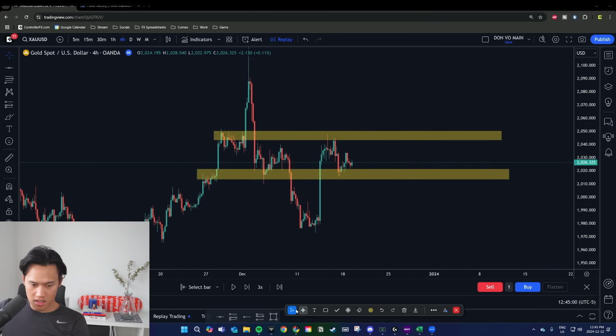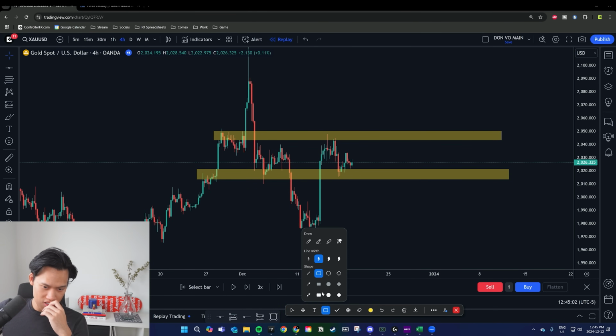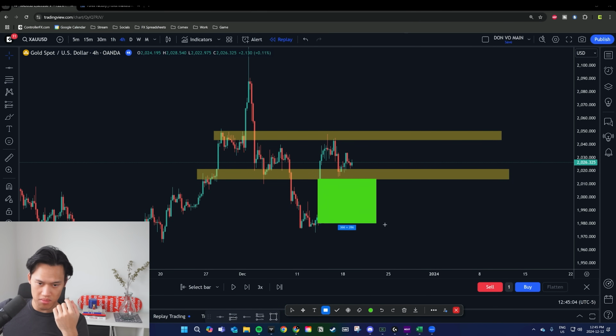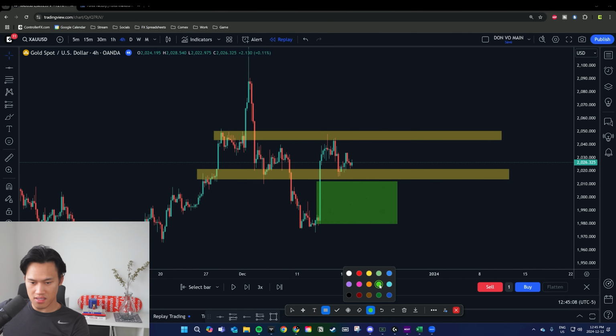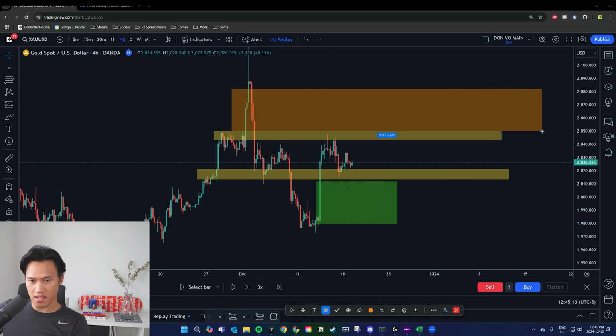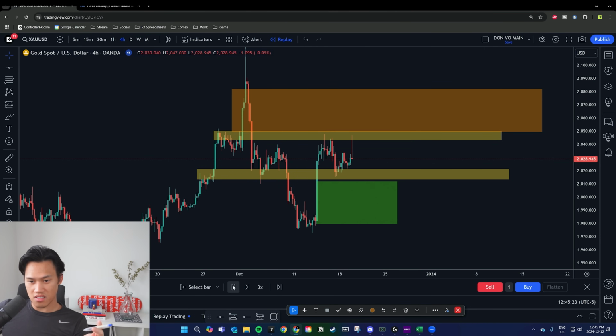So let's put a green box here, and then an orange box here. If you're going to have volume, it'll be in these levels. It won't be in between the yellows. So let's play this and see what happens. I'm going to show you guys how the volume looks.